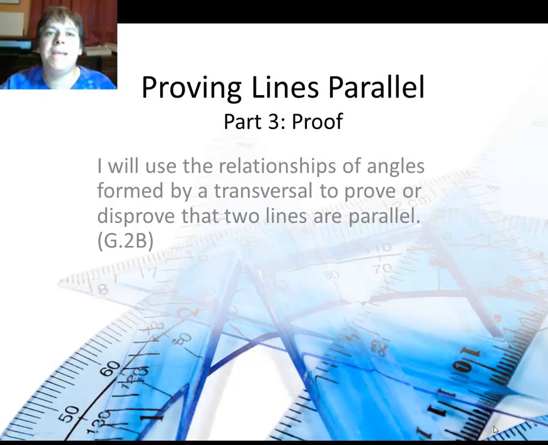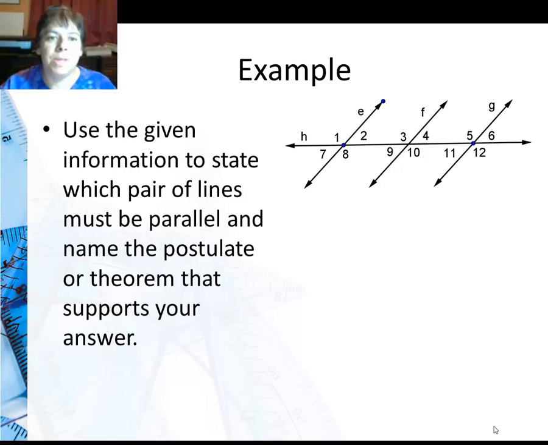Now we're going to look at slightly more complicated proofs that lines are parallel. In this example, I'm going to use the given information, which is that the measure of angle 1 is congruent to the measure of angle 5, to prove that two lines are parallel. And I also need to provide the name of the postulate or theorem that supports my answer.